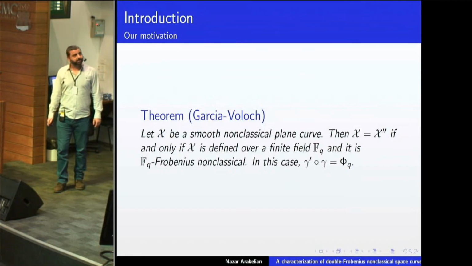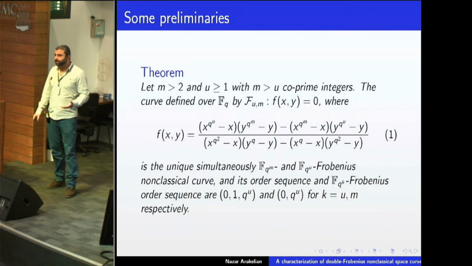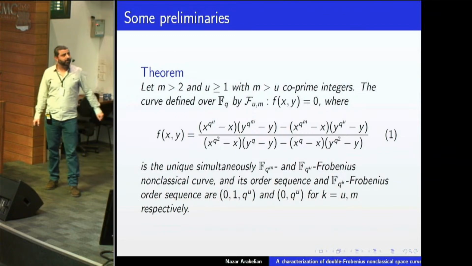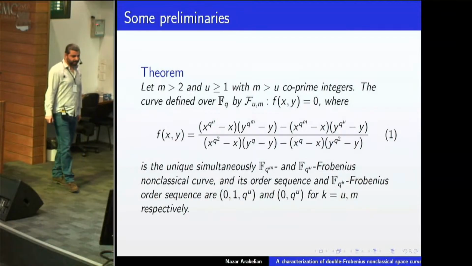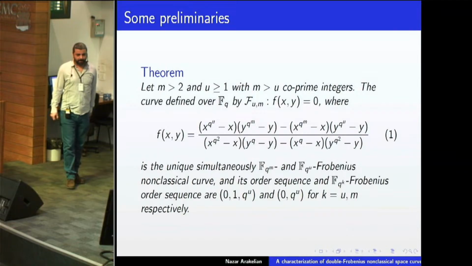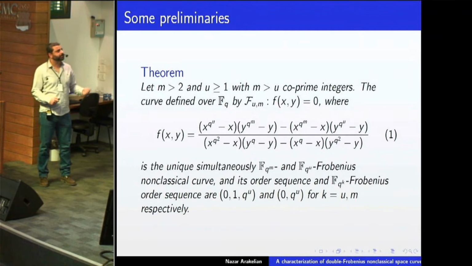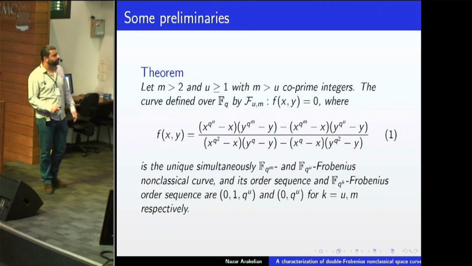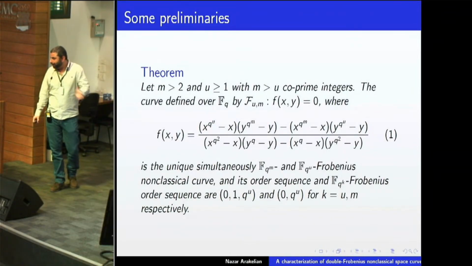If we look at plane curves, then we have only one double Frobenius non-classical plane curve, which is this curve. It's a nice result by Herivelto Borges. If you consider two coprime integers, u and m, bigger than 2, then the curve defined by this polynomial is the only F_{q^u} and F_{q^m} Frobenius non-classical plane curve. And pretty much everything is known about this curve. In this talk, I will call this the Borges curve, if it's okay.